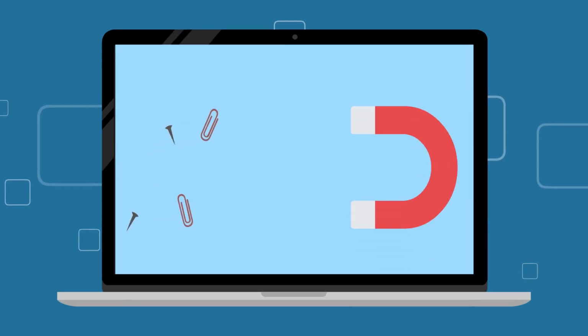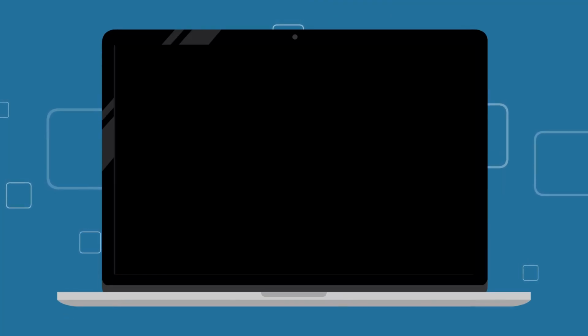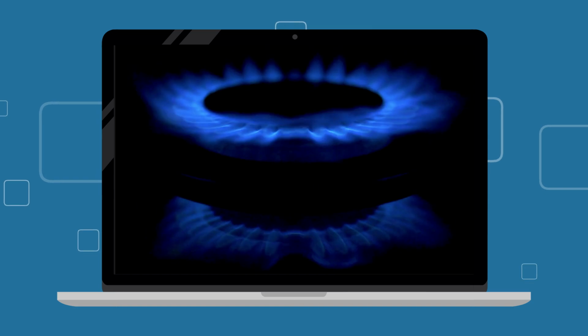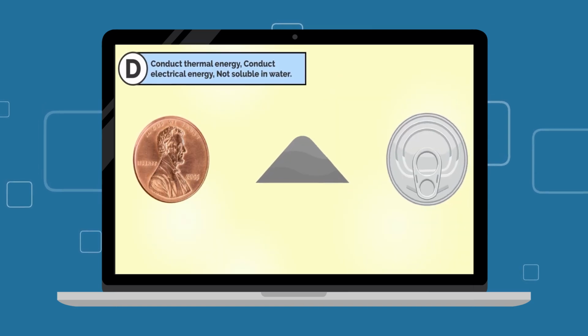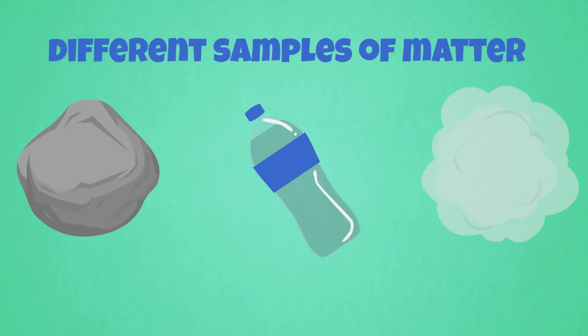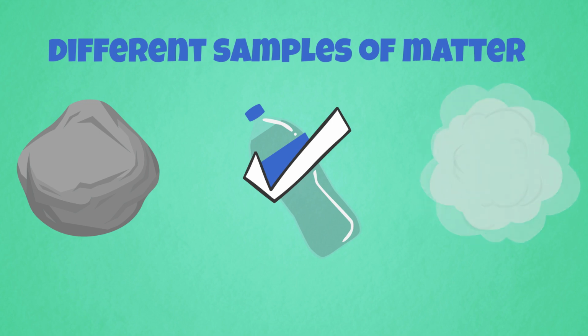If you need a refresher on this topic, be sure to check out the linked video above, which covers the basics of classifying matter by its physical properties. So let's start our exploration into how different samples of matter can be identified and used based on these properties.